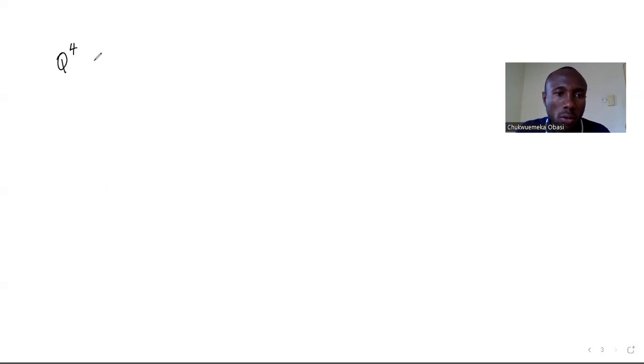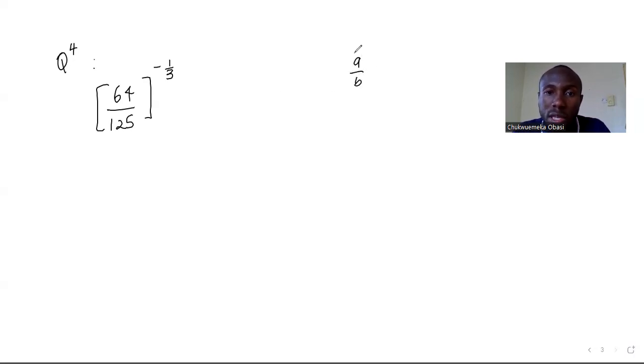Question number 4 says we have 64 over 125 to the power minus 1 over 3. How do we simplify this one? It's quite easy, and I talked to you about this in the first series. I said when you have a over b all to a negative power, removing this negative power is quite different from the other ones we have seen. It's just interchanging the position of a and b. So we now have b over a all to the positive power. You see, interchanging their positions.